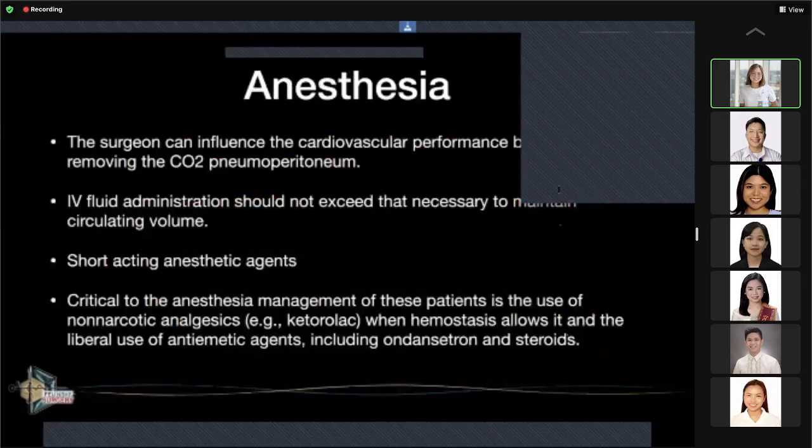So anesthesia. Anesthesia in laparoscopic surgery actually is almost the same as in any open surgery. But here, you actually watch over the effects of your absorbed carbon dioxide. So carbon dioxide will be dissolved in the blood, and it will produce metabolic acidosis in excess.